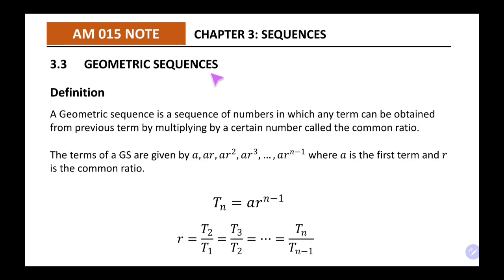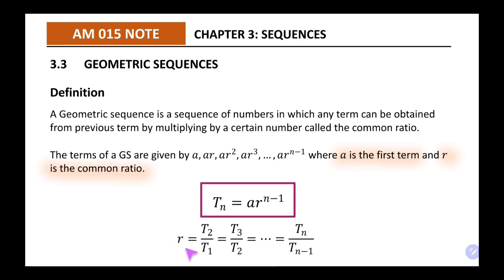3.3 Geometric sequences. Definition: a geometric sequence is a sequence of numbers in which any term can be obtained from the previous term by multiplying by a certain number called the common ratio. The terms of a geometric sequence are given by a, ar, ar squared, ar cubed, until ar to the power of n minus 1, where a is the first term and r is the common ratio. This is the formula for the nth term of a geometric sequence, where Tn equals ar to the power of n minus 1.